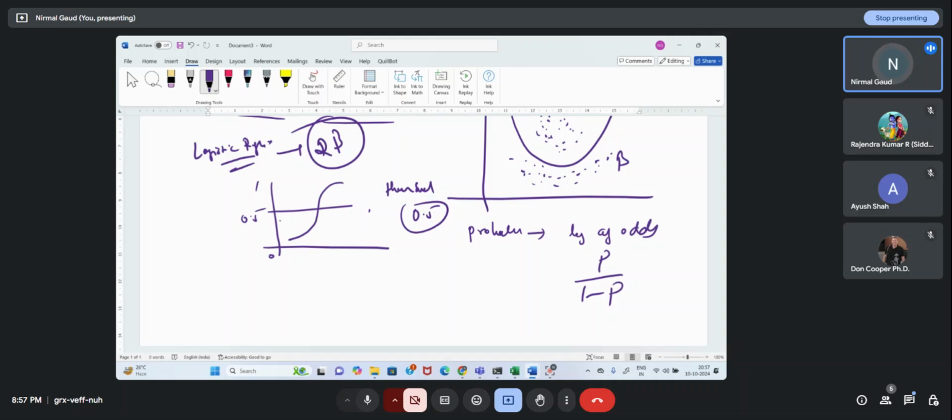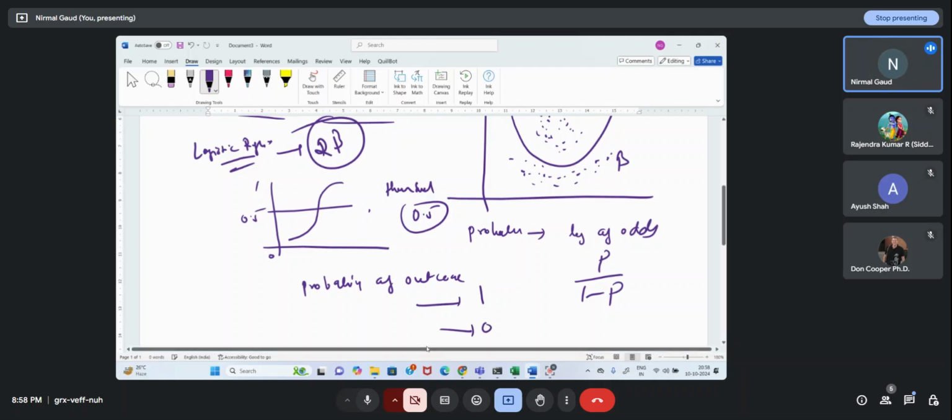So here I am talking about the probability of outcome. An outcome can be 1, an outcome can be 0. Whatever the probability of outcome is, I am going to consider it and then apply the threshold. Finally, I will say whether it belongs to class A or class B. This is what I can do.